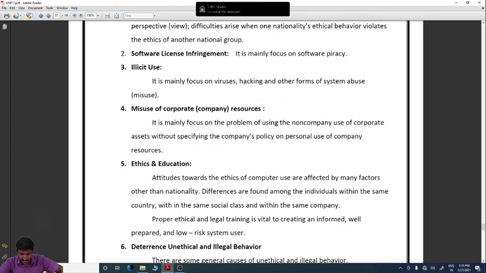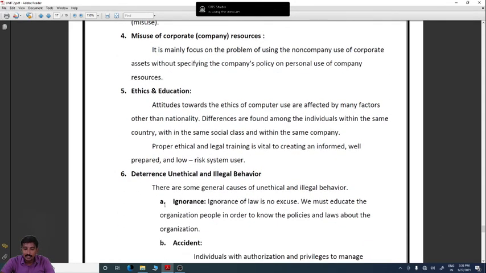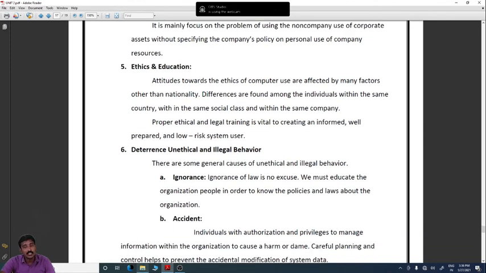And ethics and education. We know that attitudes towards the ethics of computer use are affected by many factors other than nationality. So we provide proper ethical and legal training for every member of an organization who handles information, and also the risk will be minimized. The next one is deterrence to unethical behaviors. One is ignorance; ignorance of the law is no excuse. So we must educate everyone in the organization so they know the policy and law of the organization.